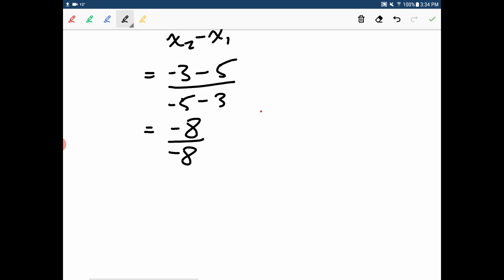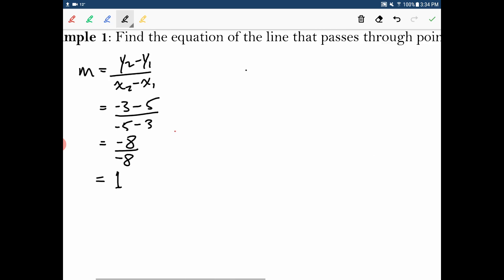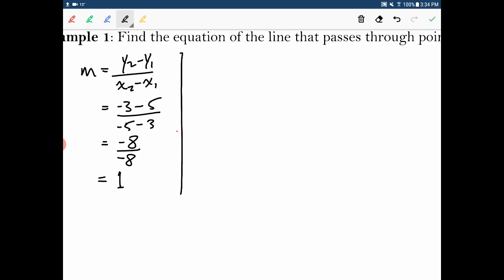And of course, anything divided by itself is equal to +1. All right. Don't make the easy mistake of saying -1. Remember, if you've got a negative over a negative, it gives you a positive. So that's first step. That's all the new stuff. Now we're just back to exactly what we did last time.